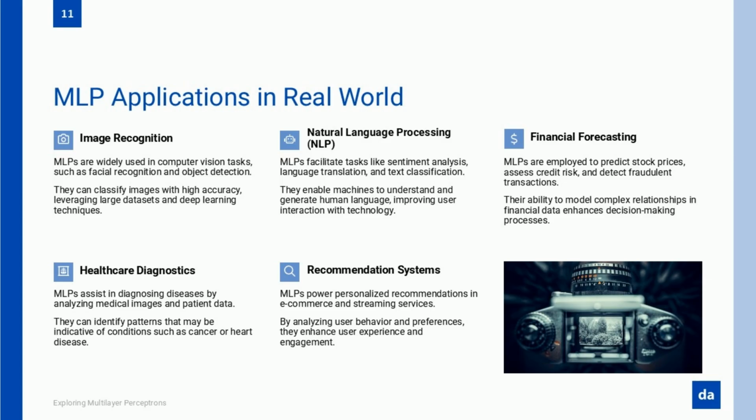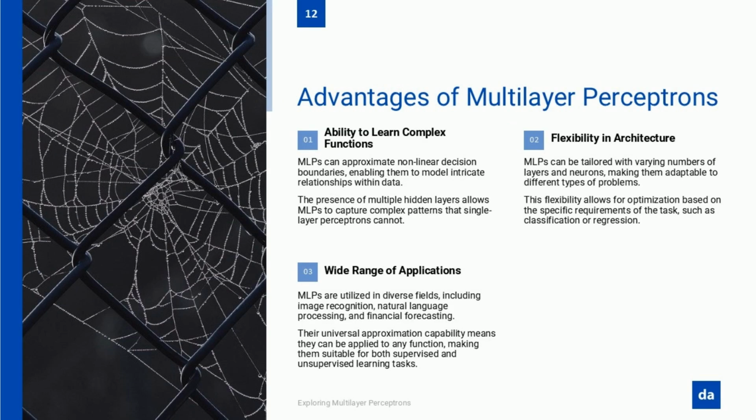But here's the thing. MLPs aren't perfect. Sure, they're powerful, but they still have weaknesses. So before we start celebrating, we need to ask a crucial question. What are the biggest challenges when training an MLP? Because trust me, even the best neural networks can struggle if we're not careful, and some of these challenges might surprise you.